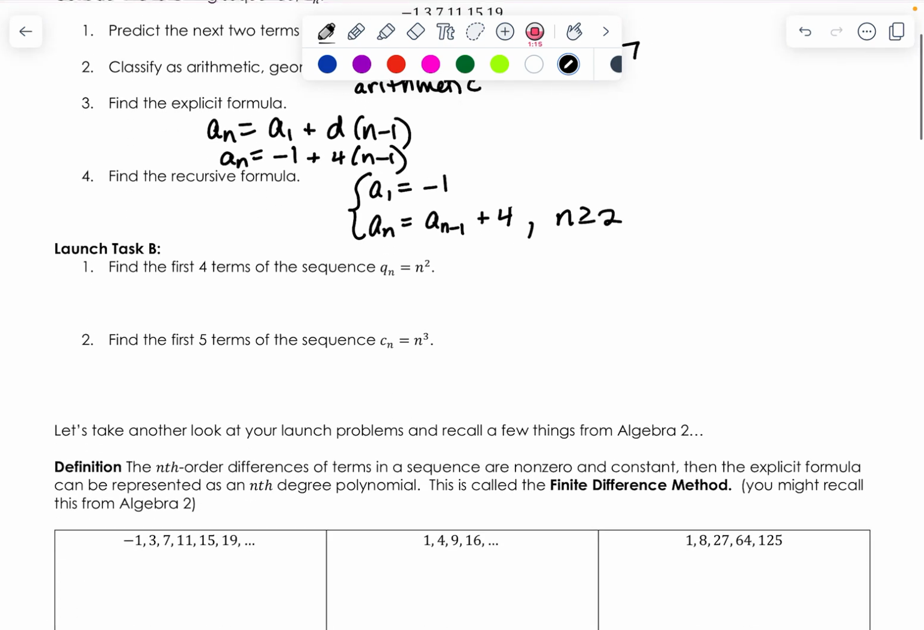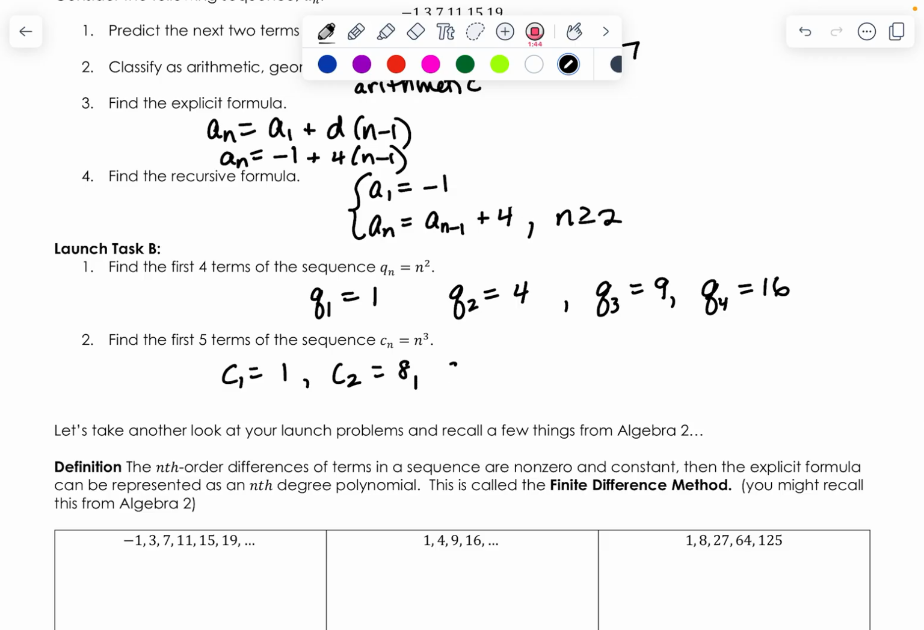All right, then launch task B. It says find the first 4 terms of this sequence. So 1 squared is 1, 2 squared is 4, 3 squared is 9, and 4 squared is 16. Then it says find the first 5 terms of n cubed. So that's 1, 2 cubed is 8, 3 cubed is 27, 4 cubed is 64, and 5 cubed is 125.